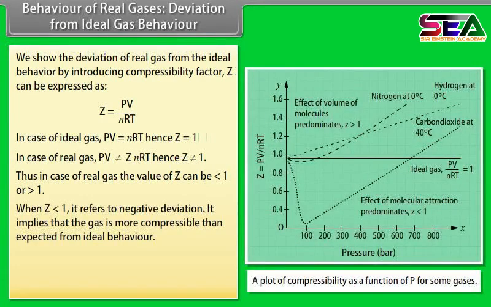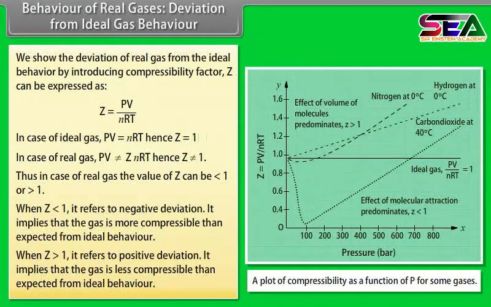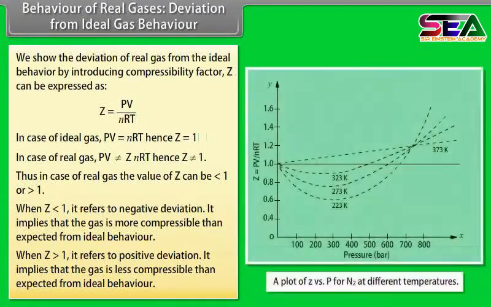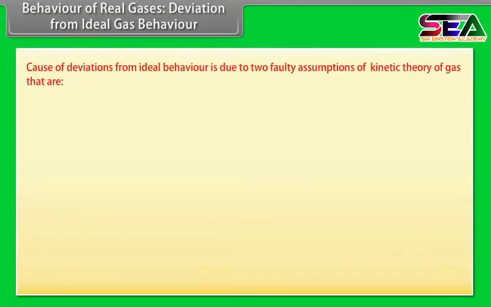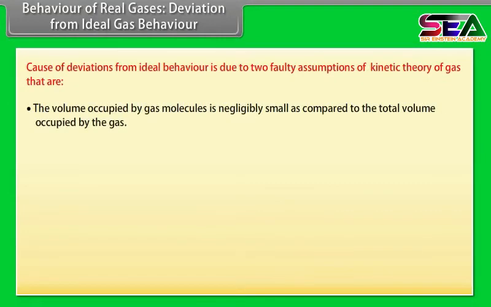When Z is less than 1, it refers to negative deviation. It implies that the gas is more compressible than expected from ideal behavior. When Z is greater than 1, it refers to positive deviation. It implies that the gas is less compressible than expected from ideal behavior. Cause of deviations from ideal behavior is due to two faulty assumptions of kinetic theory of gas, that are: the volume occupied by gas molecules is negligibly small as compared to the total volume occupied by the gas. The forces of attraction between gas molecules are negligible.